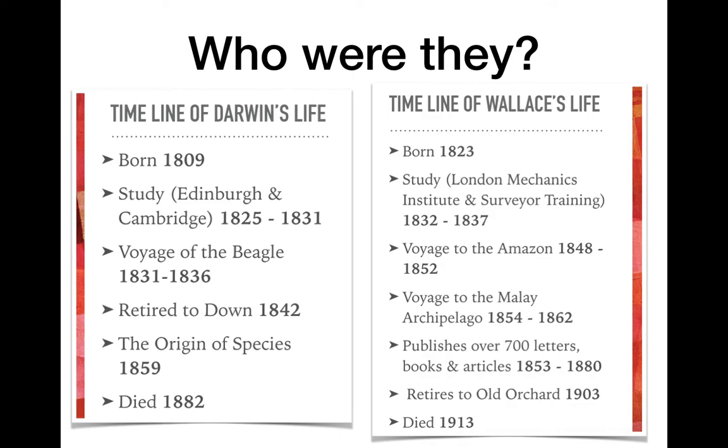Throughout his life, he didn't publish one single major big book like Darwin did. He published very thoroughly on a variety of topics: over 700 letters, books, and articles from 1853 to 1880. Many articles were produced on different topics. He retired to a farm called Old Orchard in 1903, and he died in 1913. Because he didn't have a lot of money, he couldn't retire early and just live off his family's money and do work. He had to find ways to earn income throughout. So again, make a couple of notes of this and who they were in your notebook. Don't write everything down. Look at key ideas.